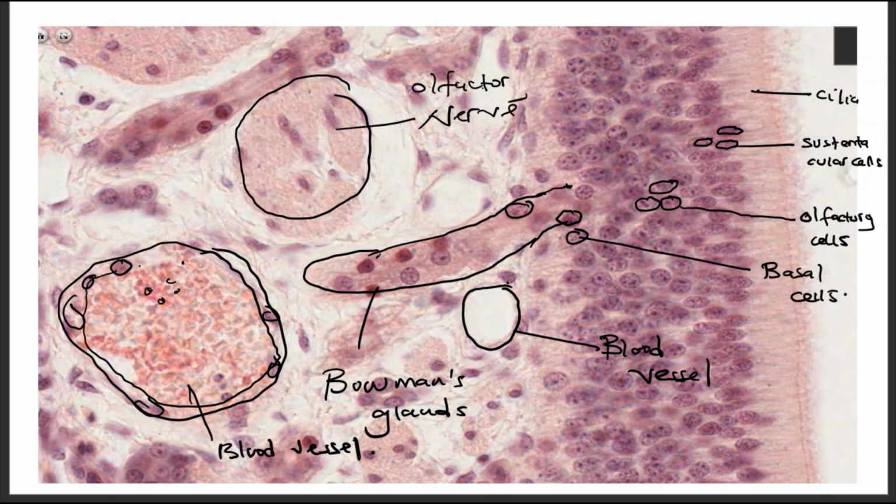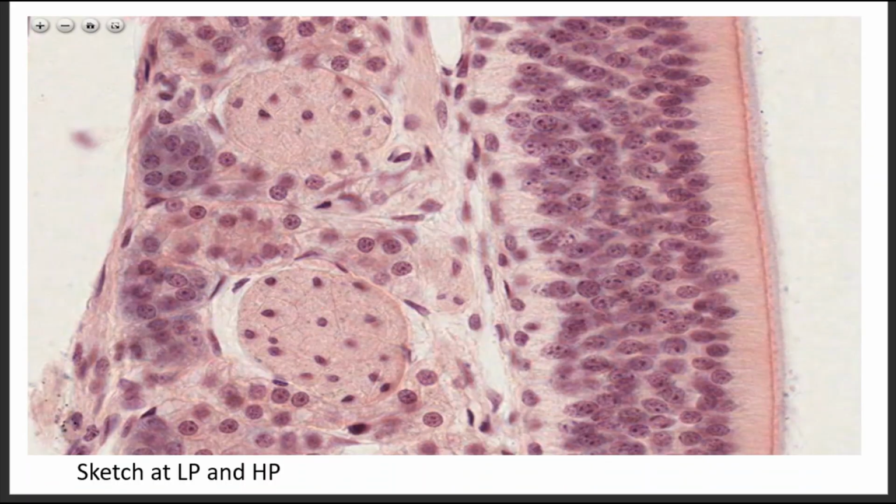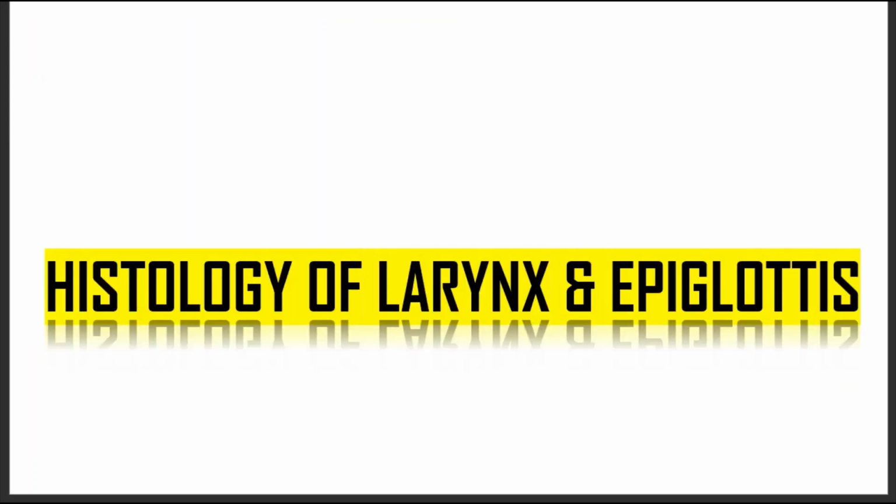So this is olfactory epithelium in all its glory. Identify the structures, know how it looks like, and never struggle to identify it. Draw this at high power as well. This is just the same olfactory epithelium using another slide. So these are the nerves here, Bowman's glands, and then this is the epithelia that has got the 3 types of cells. Okay, so that was olfactory epithelium.